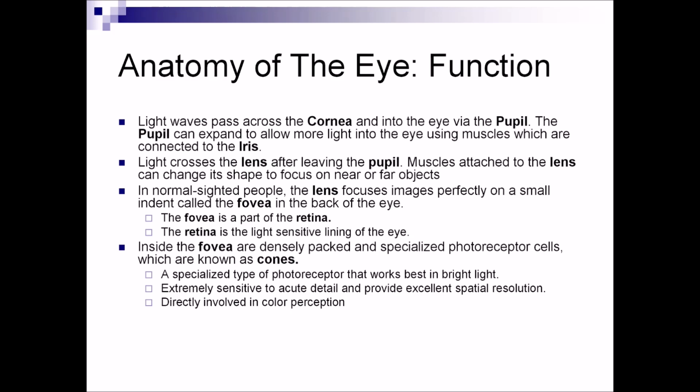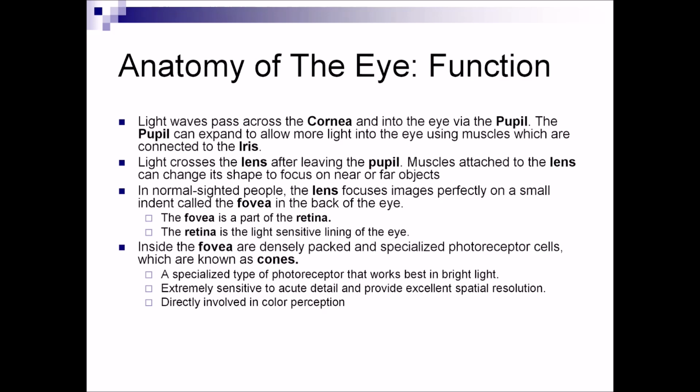Alright, moving on to functions. Light waves pass across the cornea and into the eye via the pupil. The pupil can expand to allow more light into the eye using muscles connected to the iris. It can also contract to allow less light. Light crosses the lens after leaving the pupil. Muscles attached to the lens can change its shape to focus on near or far objects.